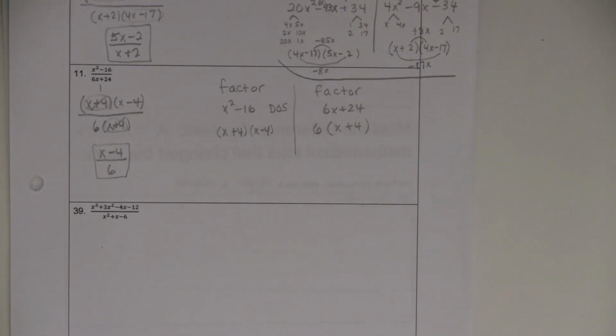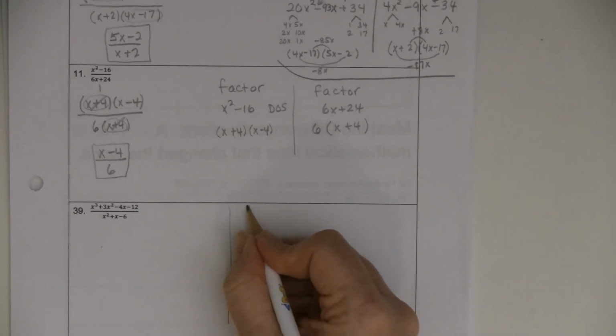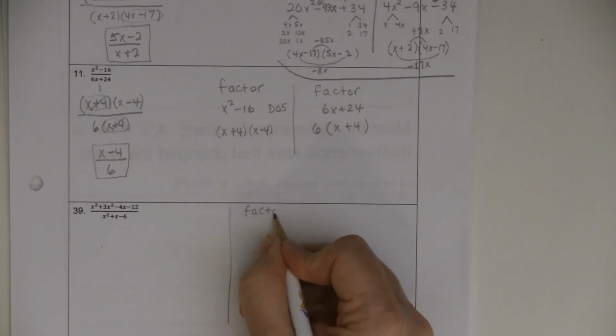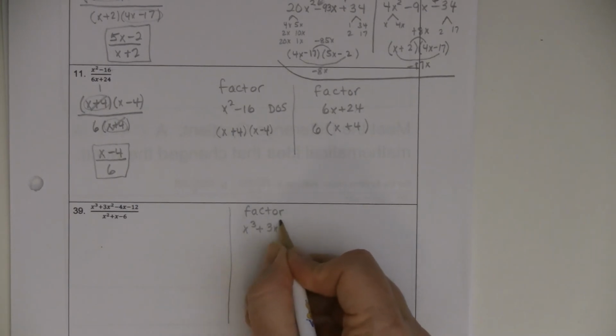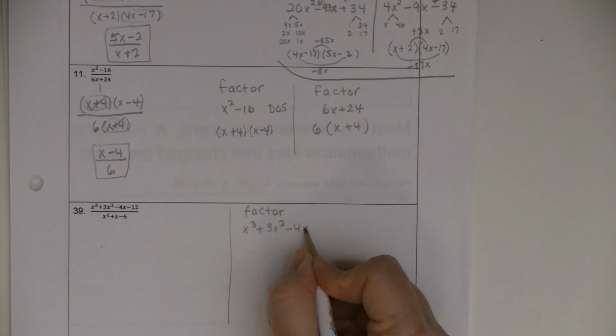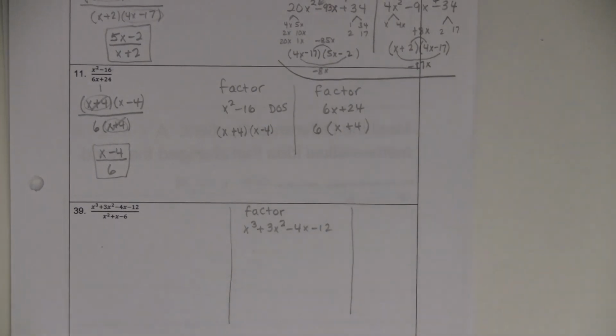So this 39, the numerator, has 4 terms. And so I'm over here on my side piece of paper, and I'm going to give a factor, right, to that numerator, x to the third plus 3x squared minus 4x minus 12. So that's my first thought, is to factor that numerator.